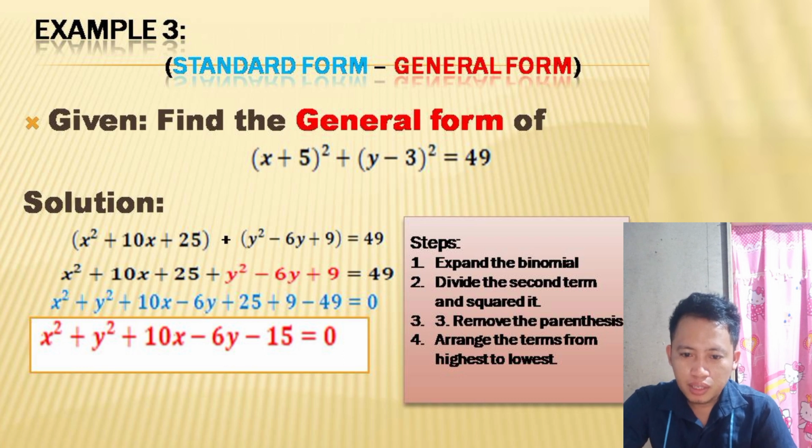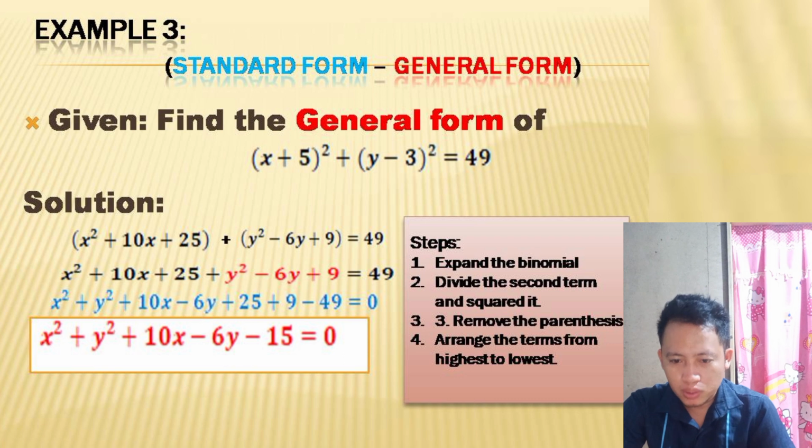After that one, remove the parentheses. So copy lang lahat: x squared plus 10x plus 25. Then to the right side, we have y squared minus 6y plus 9. Then copy lang si 49.